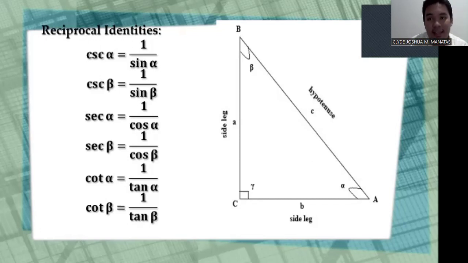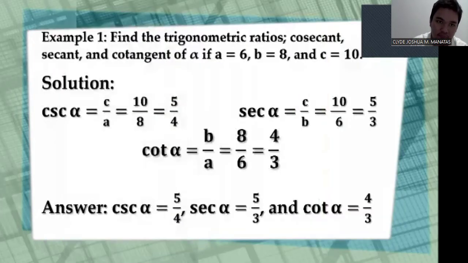so let's have some examples. For example number 1, find the trigonometric ratios cosecant, secant, and cotangent of alpha if A is equal to 6, B is equal to 8, and C is equal to 10. So here is the solution. Cosecant alpha is equal to C over A. So the C is 10, the A is 6.